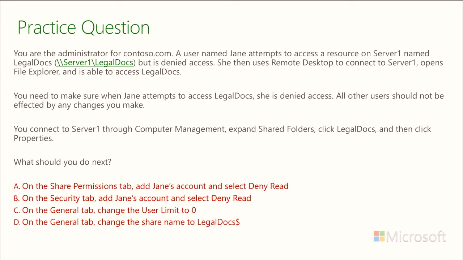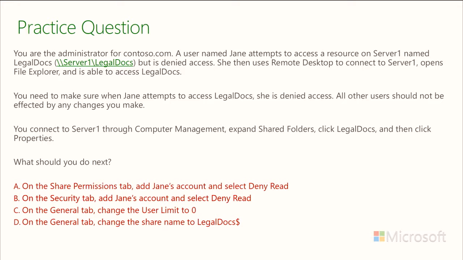So C, if you set the user limit to 0, Jane will absolutely be denied access to the folder, but so will everybody else. So that can't be right. D, on the General tab, change the share name to LegalDocs$. That will actually unshare it, so everyone else will be affected, and reshare it as a hidden share. That's the $ sign at the end. So we know that it's A or B.